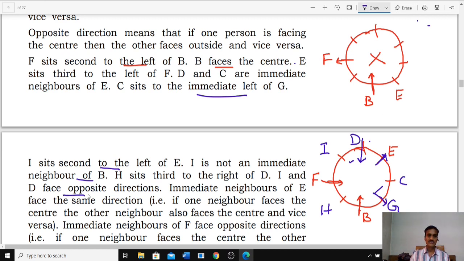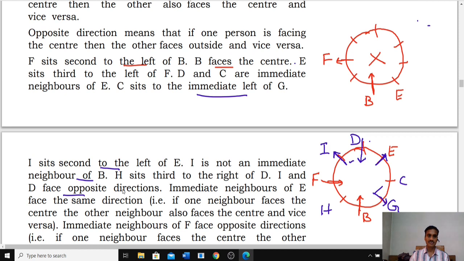I and D face opposite directions. D is towards the center, I is away from the center. Immediate neighbors of E face the same direction. C and D are facing the same direction.